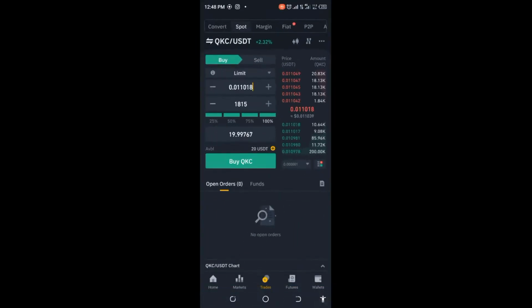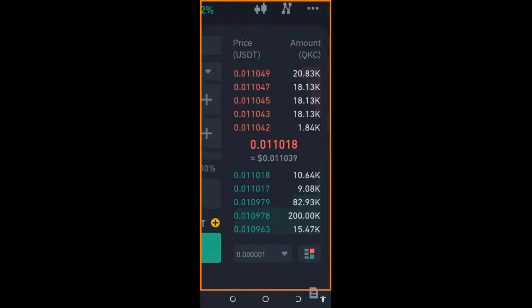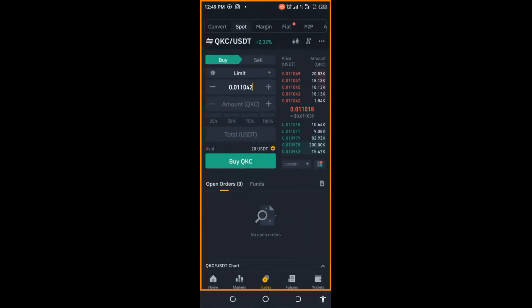But now, because we want to get it bought immediately, let's tap on this. Let me go back. And let's try out something. Let's tap on that first red. You can see that the price is higher than it actually is. You can see that the price is 0.011042. But right now, what we really want to buy, which is the current price that's showing us, is what? 0.011018. So you can see that it's higher here.